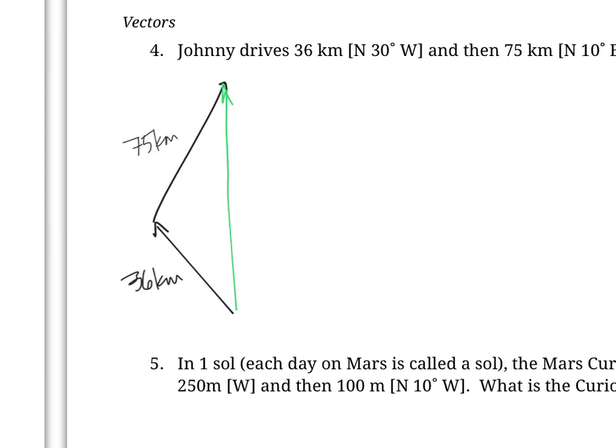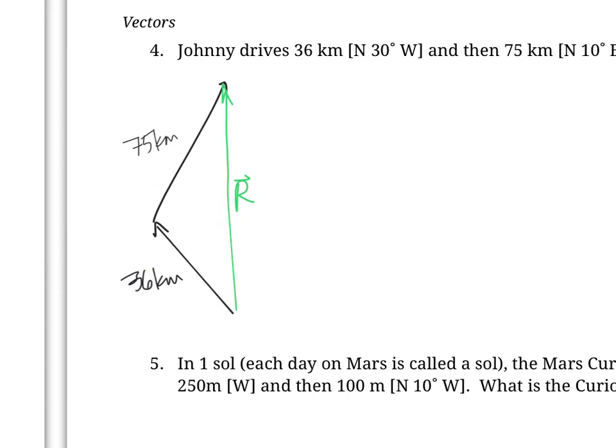So I'm skipping to question 4 here from the homework. I've already drawn a little sketch, so Johnny driving 36 kilometers north, 30 degrees west. That's this first portion. And then 75 north, 10 degrees east. So he roughly goes sort of in the north direction both ways. So our final result is going to be sort of almost directly north. Probably not exactly directly north, but in that rough direction. It's nice to sketch it so you can see approximately what the answer is going to be. And we'll call that final displacement r as our resultant displacement.